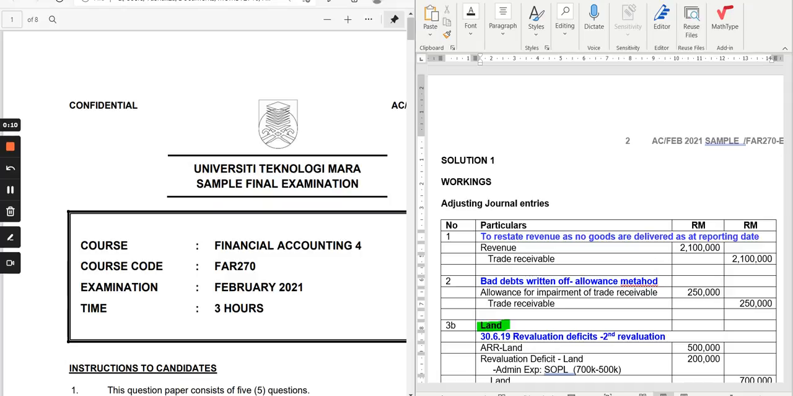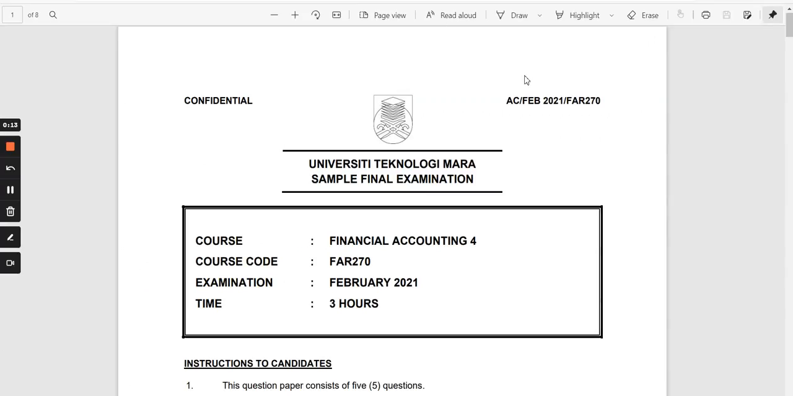Today we are going to learn how to prepare the financial statements, using the sample final exam question, February 2021, and this is for FAR 270.